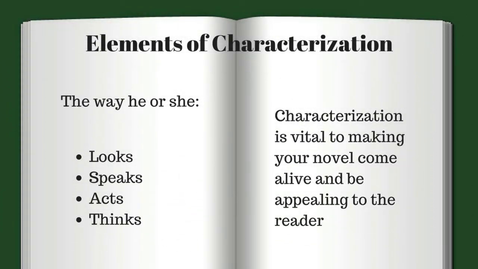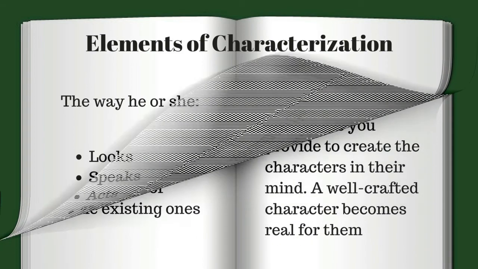Characterization includes the way the character looks, speaks, acts, and thinks. Often, all four relate to the others in intricate ways. Characterization involving these four elements is vital to making your novel alive. Vibrant characters are the main ingredient to your novel, and will entice the reader to follow your story to the end.